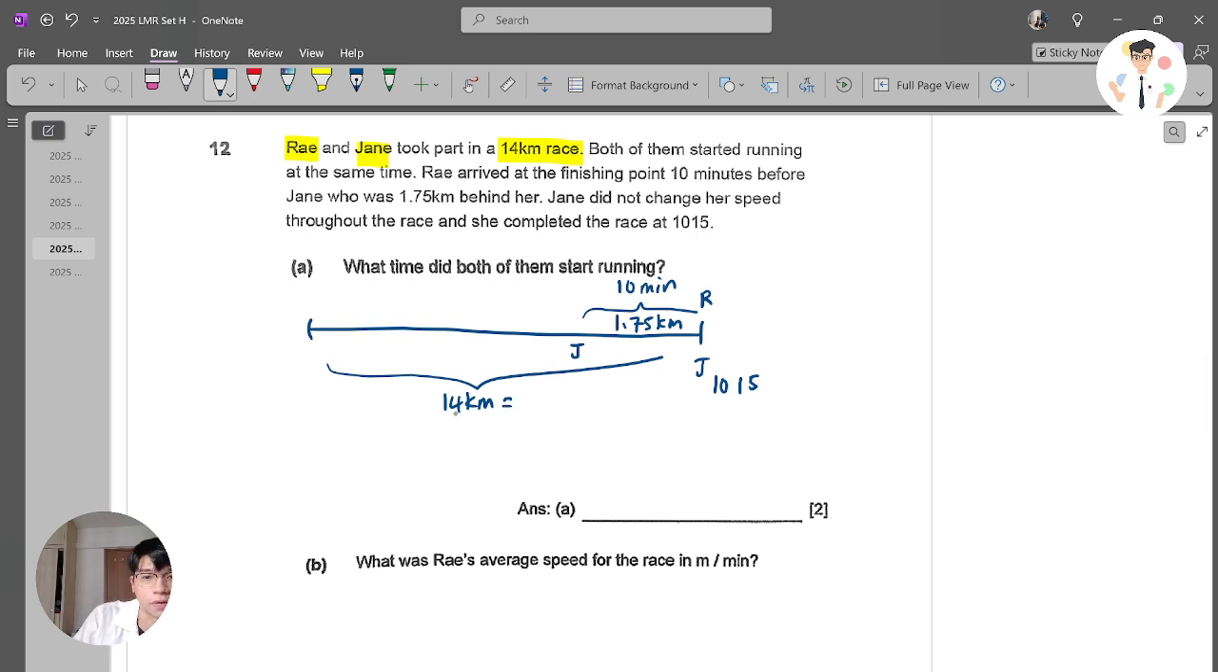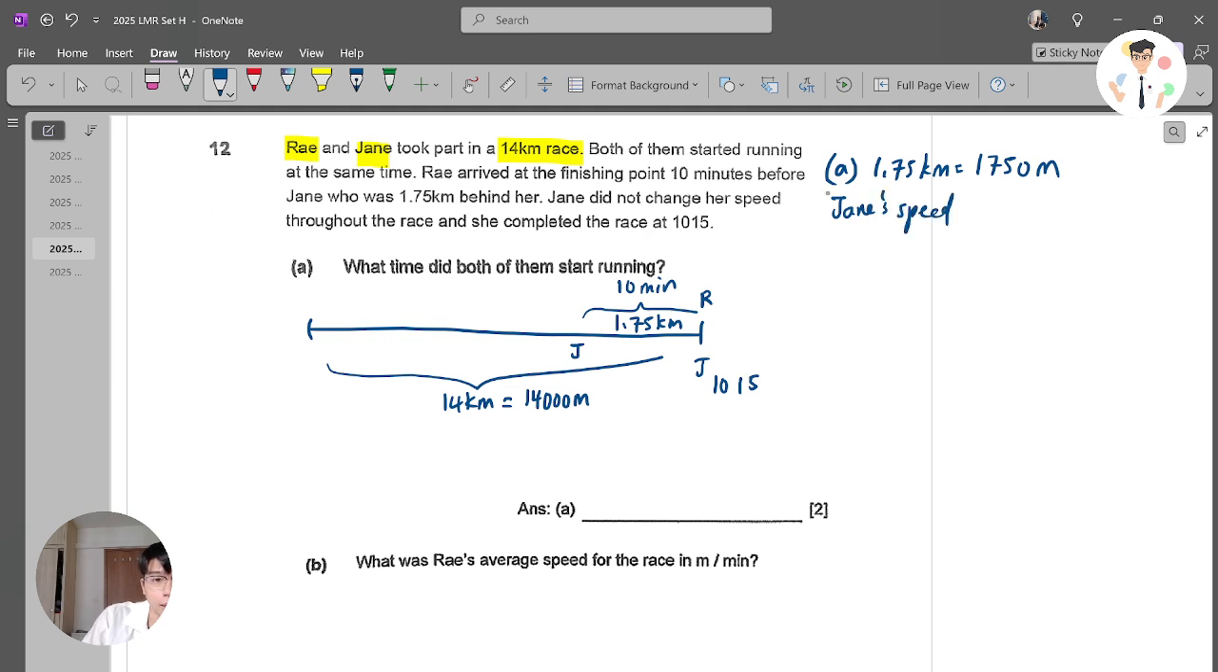So 14 km is 14000 meter. 1.75 km, okay, let's just write it. 1.75 km is 1750 meter. Now Jane can travel this 1750 meter in 10 minutes. So that means I can find Jane's speed, right?